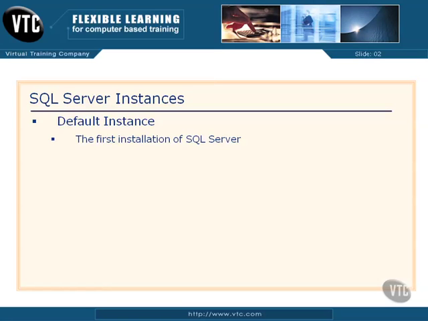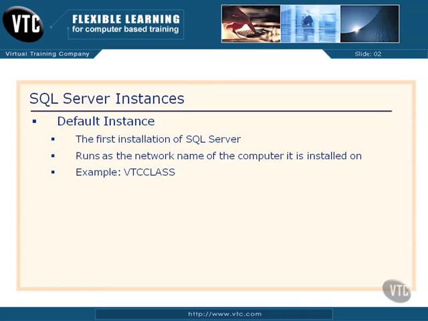Load the first installation of SQL Server on a machine and I take it as the default, and notice what happens. It runs. I will always recognize and utilize this SQL Server as the name of the computer that it's installed on, the network name, or for you old timers, the NetBIOS name. Now what this means is that if the name of my server was VTC class, and I install SQL Server, then the name of my SQL Server is going to be VTC class. It's going to accept that by default.